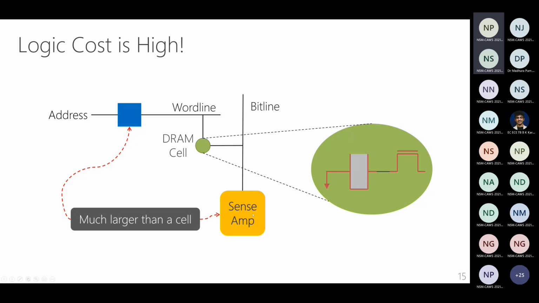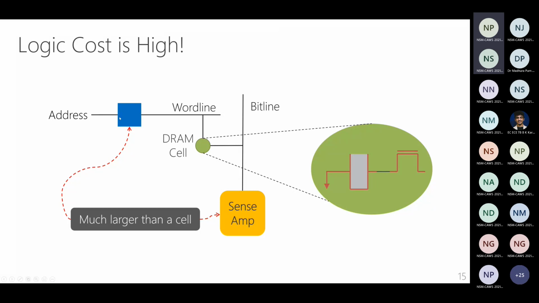Now, the problem is that the logic in the blue box and the logic in the sense amplifier are both much larger than a cell. In fact, the sense amplifier itself is 100 times larger than a cell. So it's completely wasteful if I had one sense amplifier for each DRAM cell. That doesn't make sense at all. One might ask, why do you even have a DRAM cell? You can just get away with the sense amplifier because the sense amplifier itself is a memory cell. In fact, if you get rid of the DRAM cell and just have sense amplifiers, that's pretty close to your SRAM array.